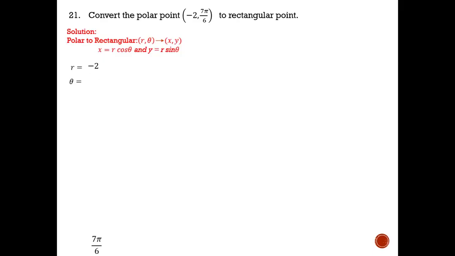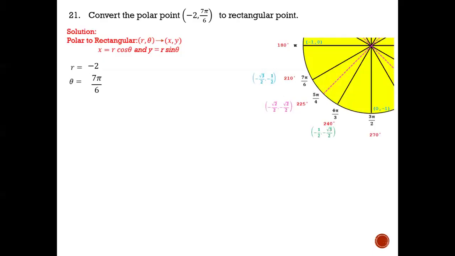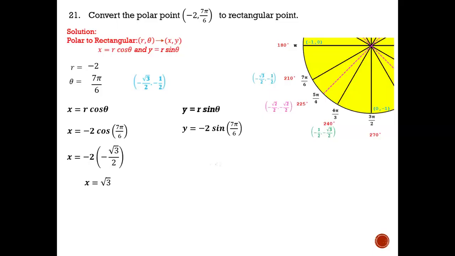So r is -2, theta is 7 pi over 6. If I'm looking at the angle that refers to this point here, it's 210 degrees, where cosine is negative square root of 3 over 2 and sine is -1/2. Plug in these values and you'll see that we get these points. So we're able to plug them in and solve for the rectangular point based on the radius -2 and the angle 7 pi over 6, which is square root of 3 and 1.